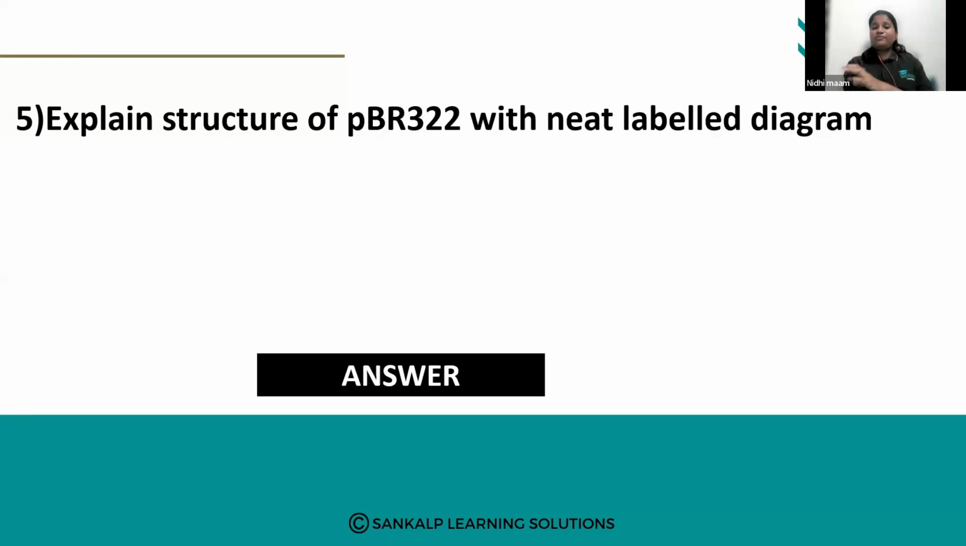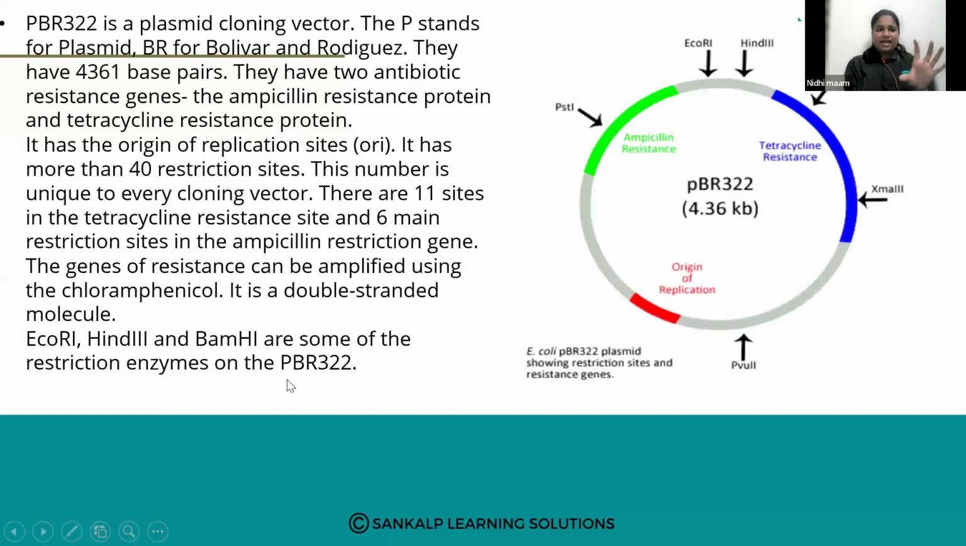explain the structure of pBR322 with a neat labeled diagram. You have to explain it. Then you have to draw the neat labeled diagram. So how to write it? Try to write like this if the page is enough: write the explanation first.